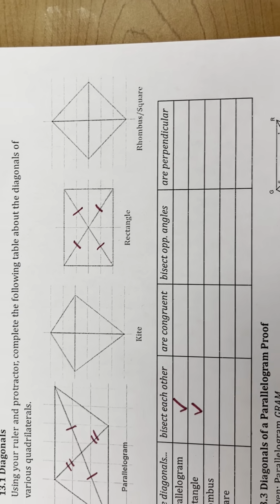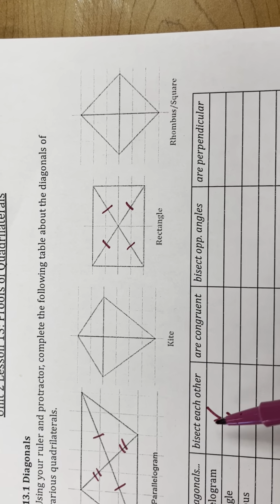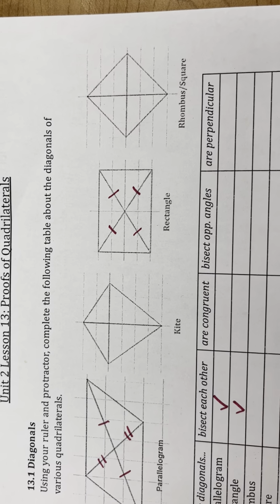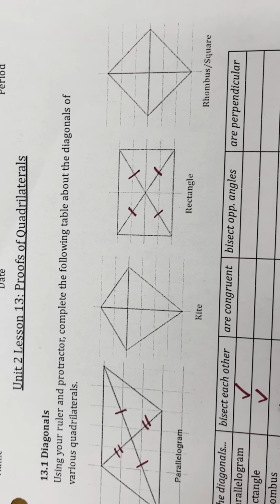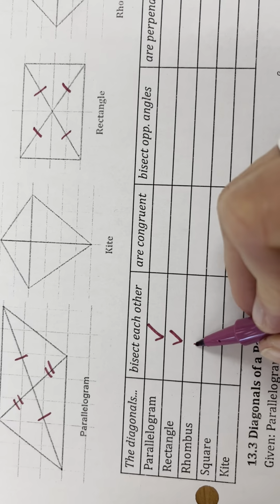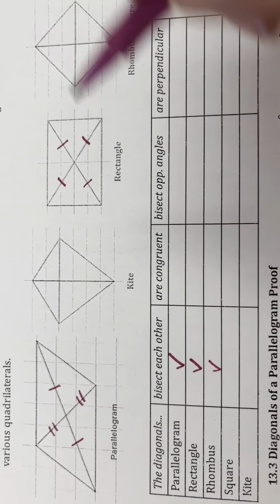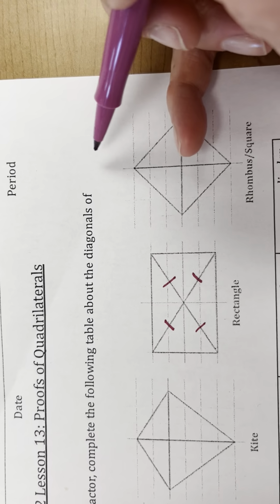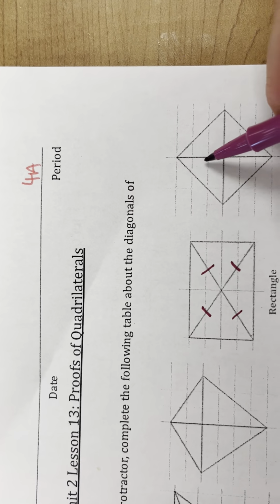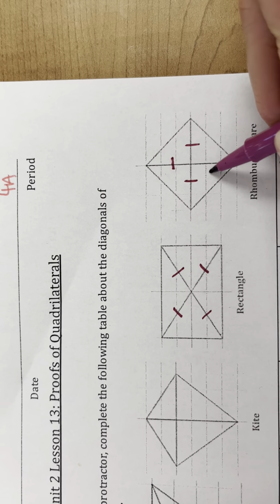All right, so are the diagonals bisecting in the rhombus? They are. So let's go ahead and check that off. And also with the square. All right, and you can actually see that here because this is a square. So I'm going to just go ahead and mark these, and they're all the same length.